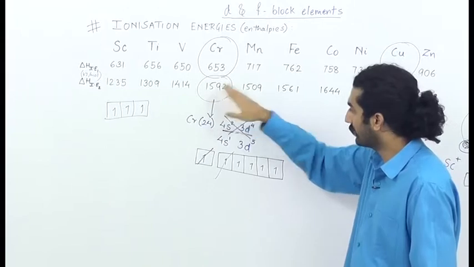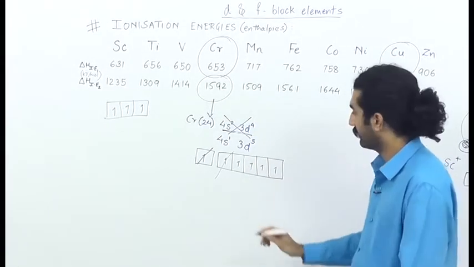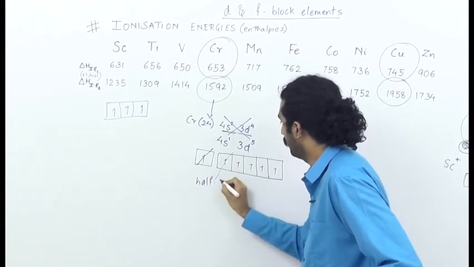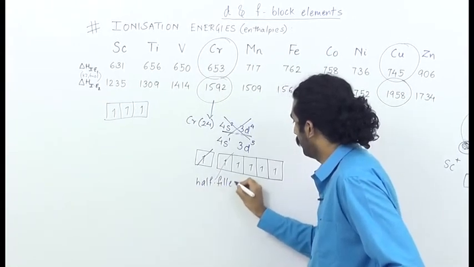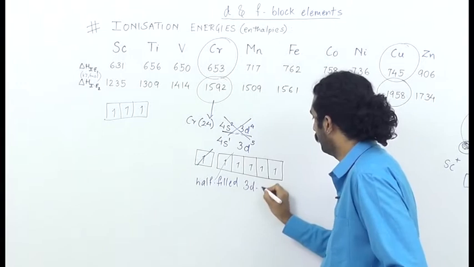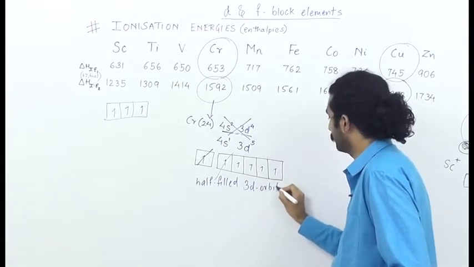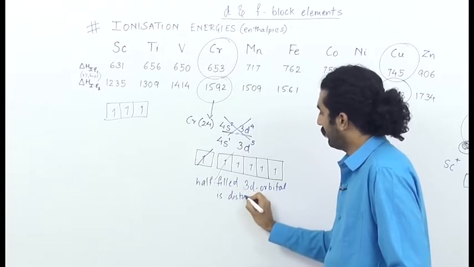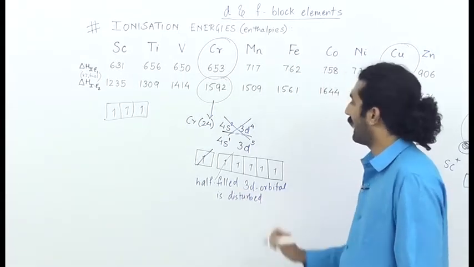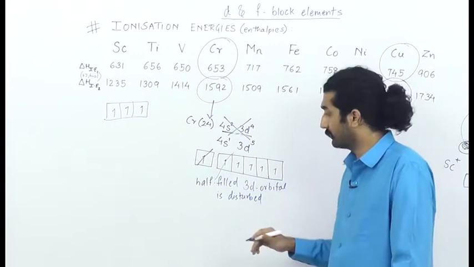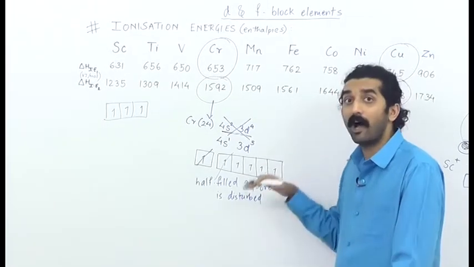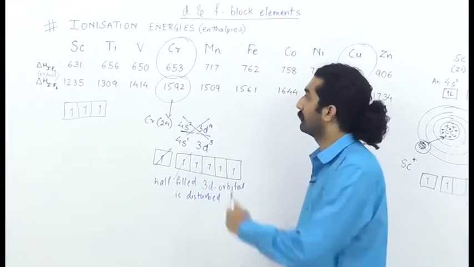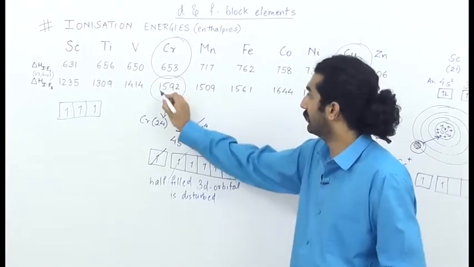This very high increase is due to the reason that the half filled 3d orbital is disturbed. So basically, if I want to remove the second electron, I have to disturb the peace of the half filled ultra stable 3d orbital of Mr. Chromium, and that is why this energy is high.